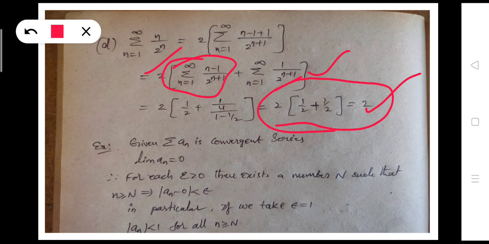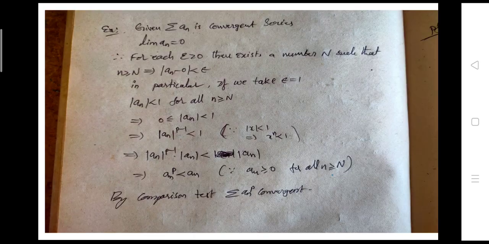Here we take another example. Therefore for each epsilon greater than 0 there exists a number capital N such that n greater than or equal to capital N implies mod an minus 0 less than epsilon. In particular, if you take epsilon equal to 1, mod an less than 1 for all n greater than or equal to capital N. Continue to the next slide.